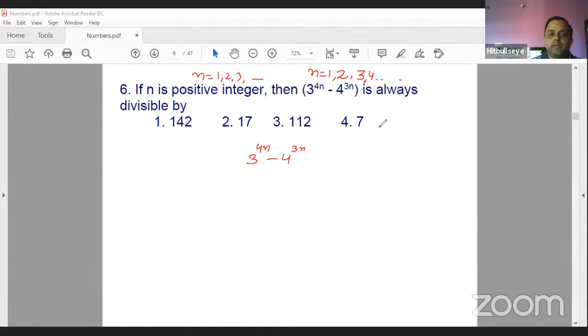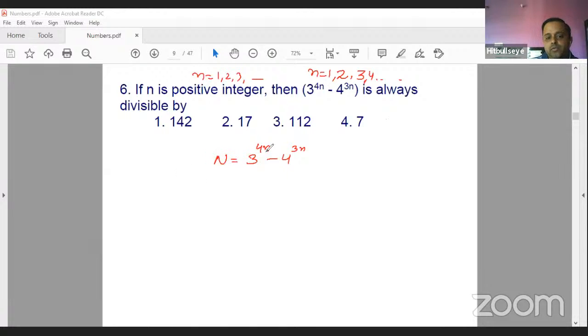That answer should be true for every value of n. N is a positive integer. The question is simply asking which among the following will always divide the number. That means the answer will not change whatever value of n you take. And since n is a positive integer, the least positive integer is 1. Just put n equal to 1 and try to find the number.